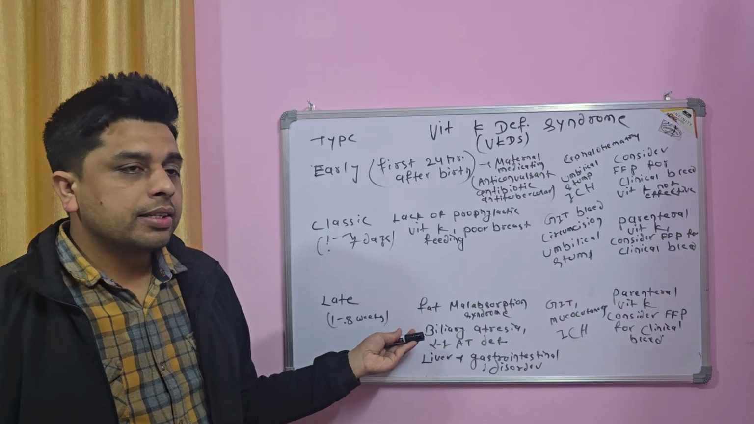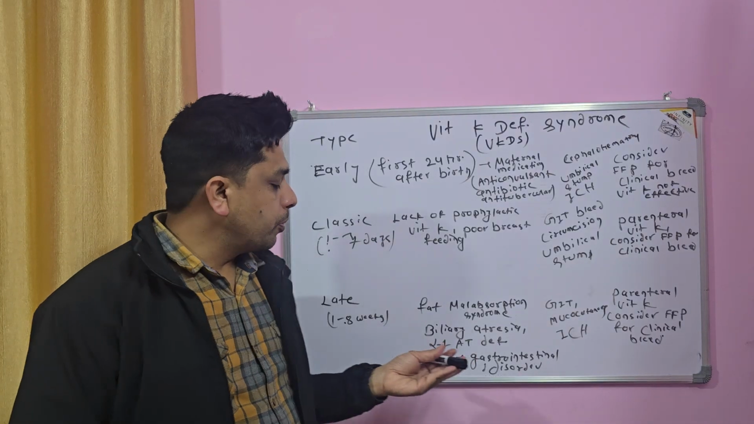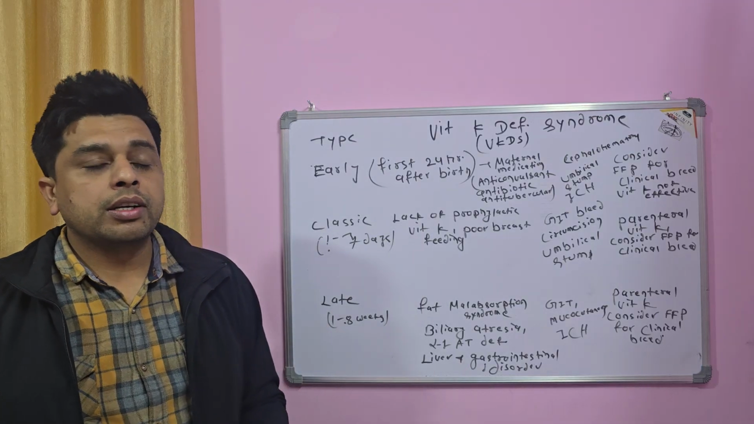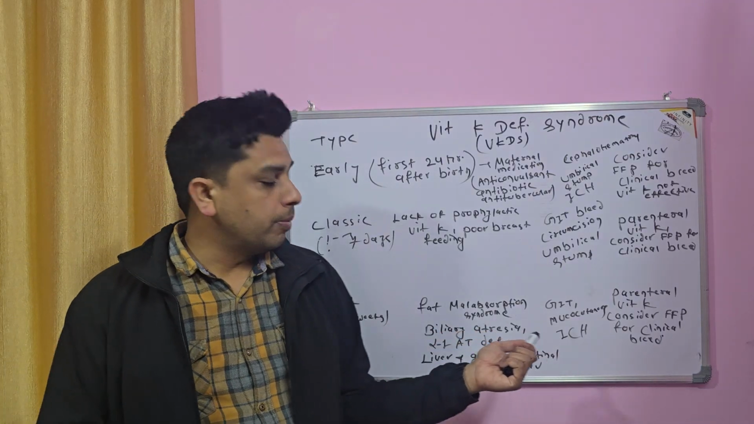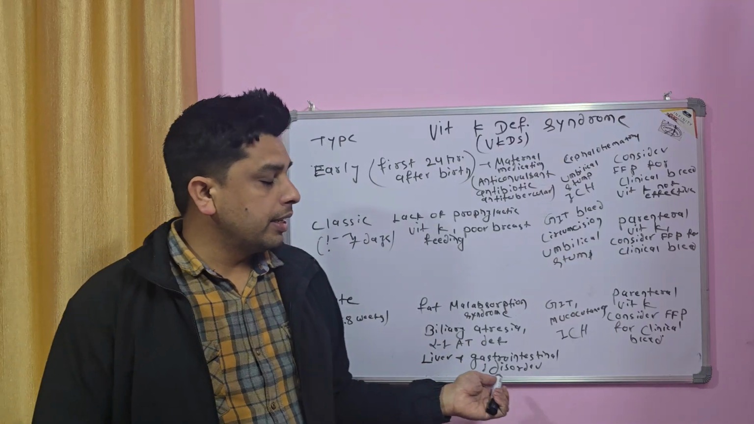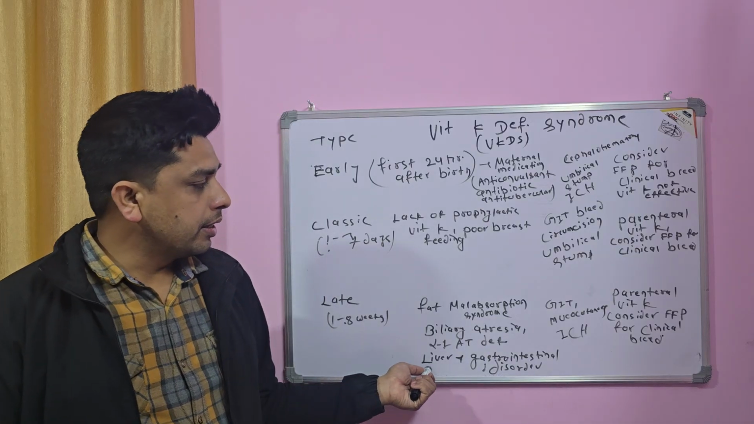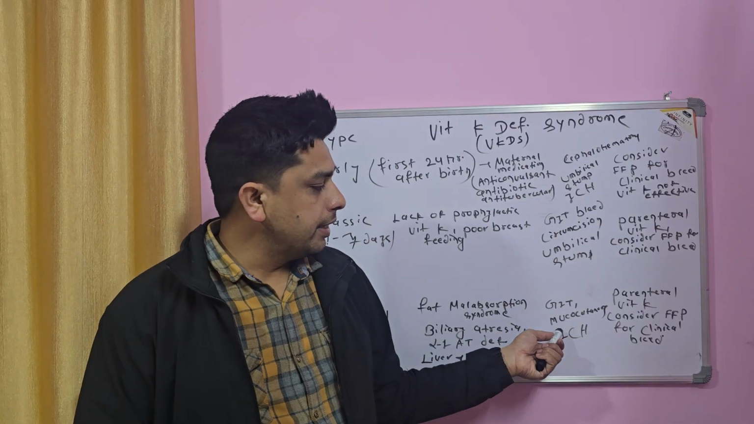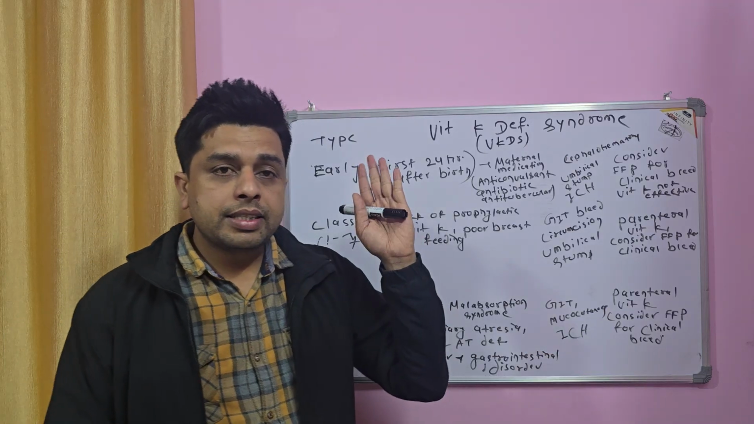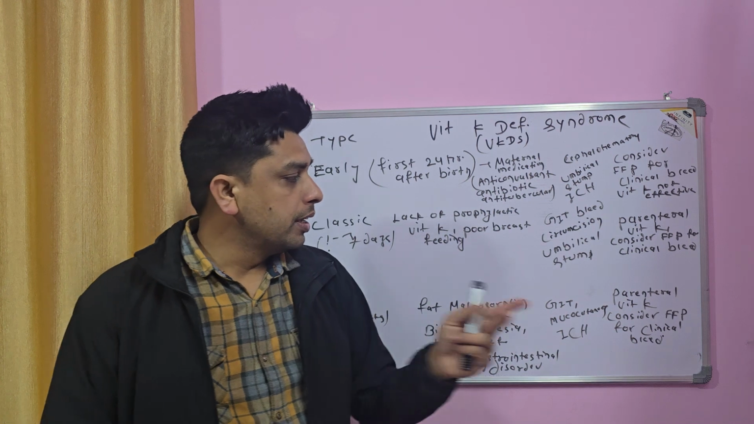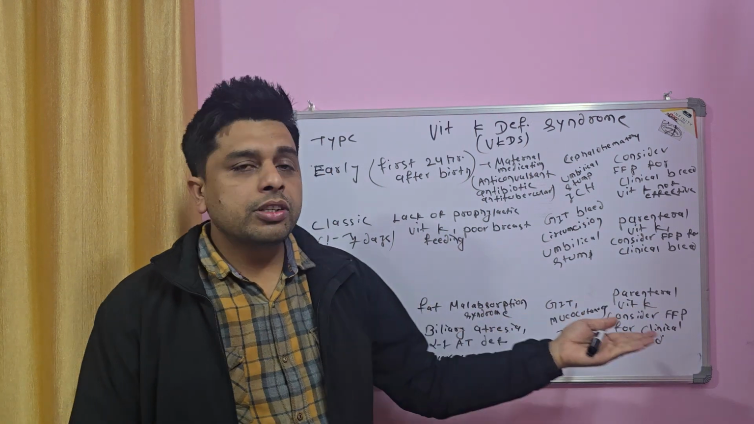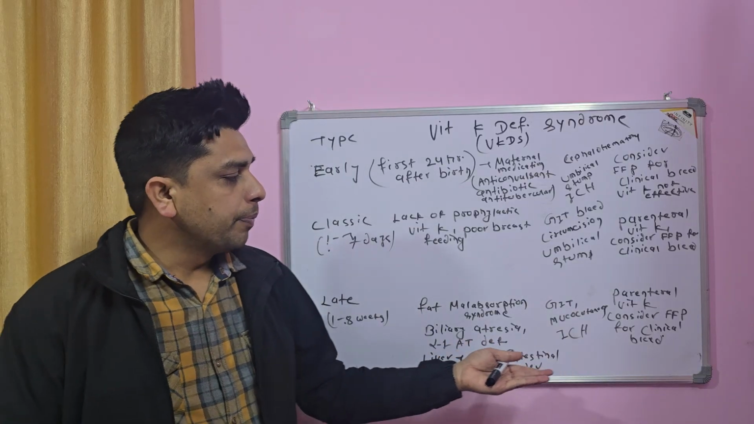And coming to the late presentation, it is after 1 week up to 8 weeks, and the late presentation is most commonly due to systemic causes in the newborn, that is fat malabsorption syndrome, or biliary atresia, or alpha-1 antitrypsin deficiency, or any liver or gastrointestinal disorder, or sepsis. The most common sites are GIT, mucocutaneous bleeding from the skin, intracranial hemorrhage, or bleeding from the eyes, ear, nose. And the most common treatment is giving parenteral vitamin K, and consider giving fresh frozen plasma if clinical bleed is present.